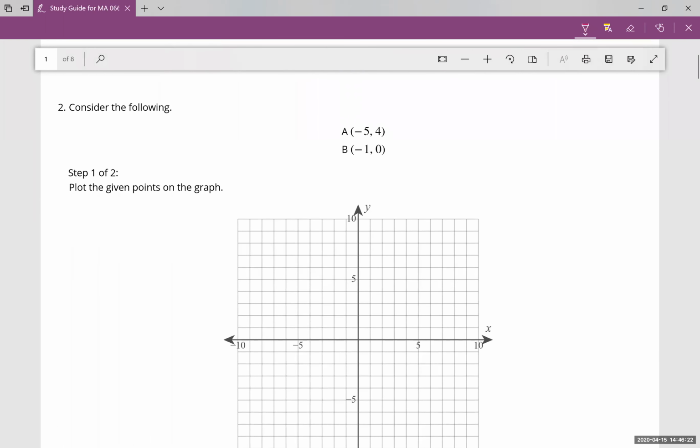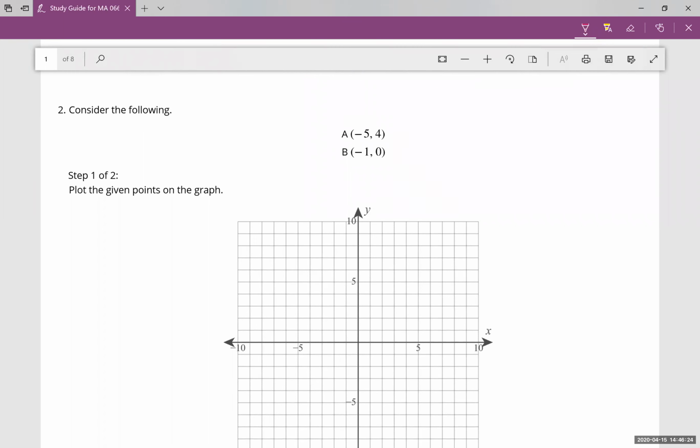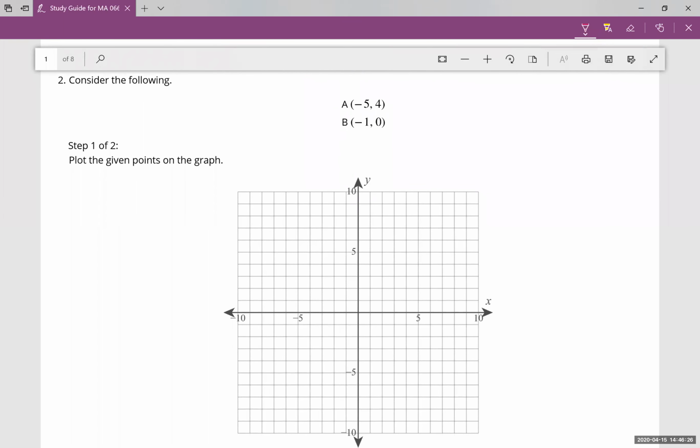Number 2, plotting these points, easy points. Make sure you really know how to plot, though. I do see students from time to time get this wrong. A is -5 and up 4. Always graph your x before you do your y. B, the x is -1, and then the y holds at 0.